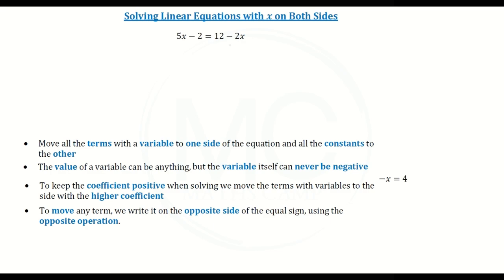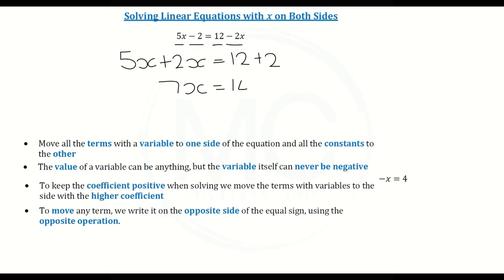Let's try this now. Here we have 5x, so we're going to leave 5x where it is. We need to move negative 2x, so we're going to make it positive 2x. Then we have our equal sign. We've got 12, which is already there. And we're going to move this negative 2, so we make it positive 2. And now we can solve for x. 5 plus 2 gives us 7, so we get 7x. Equal sign. 12 plus 2 gives us 14. But we don't want 7x, we want x. So let's divide both sides by 7, and we see that x is equal to 2.